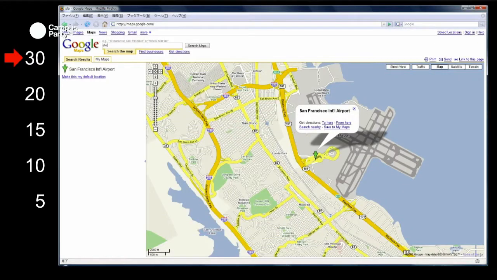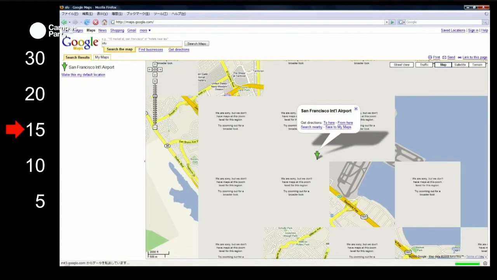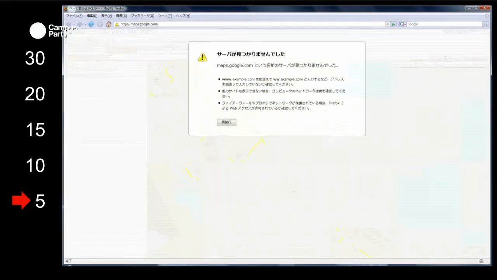What does that look like? This was put together by a friend of mine in Japan. He built a test lab, and he said, okay, I'm going to just put one PC and run one application and limit it to 30 flows, and then 20 flows, and then 15 flows, and then 10 flows. And by the time you get to 5 flows, there's nothing left.